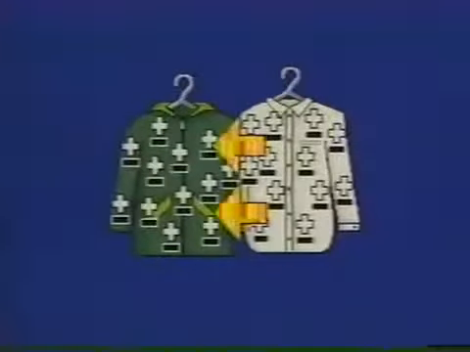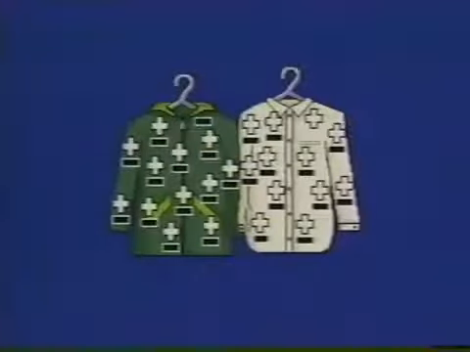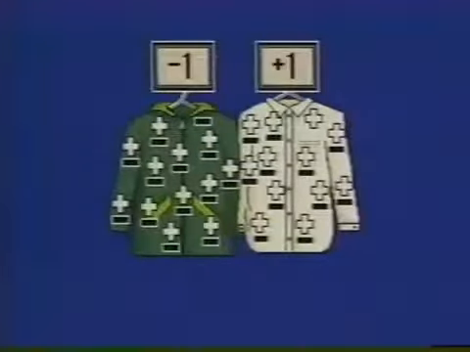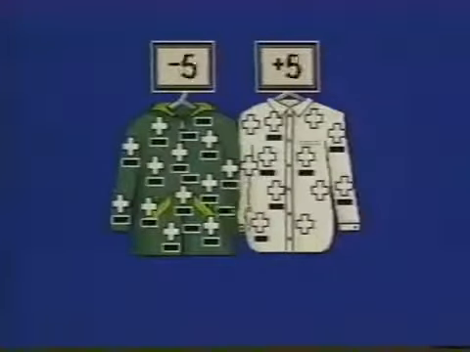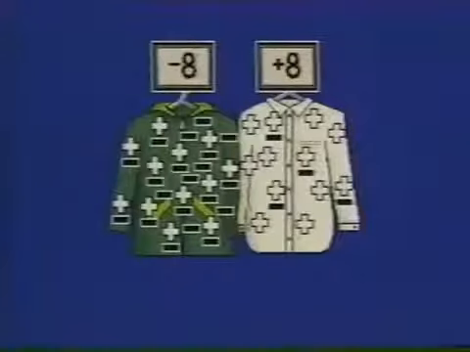Now, rubber has a stronger attraction for electrons than cotton. As a result, electrons transfer from the shirt onto the rubber raincoat. The raincoat now has a negative charge, and the cotton shirt a positive charge.